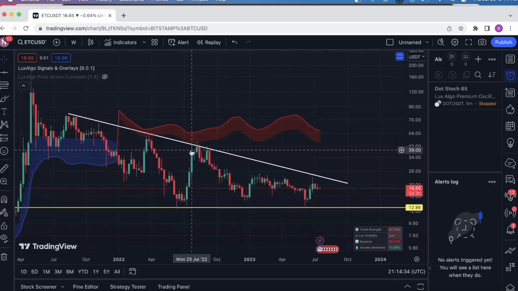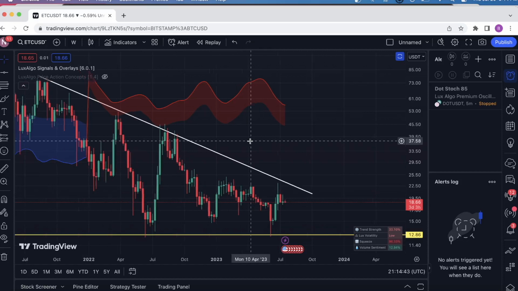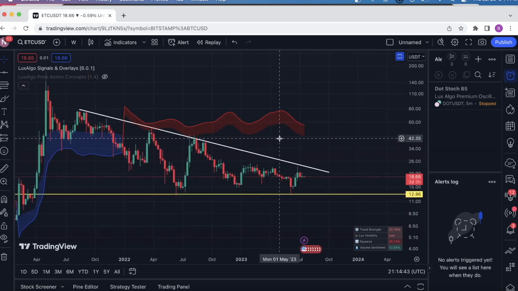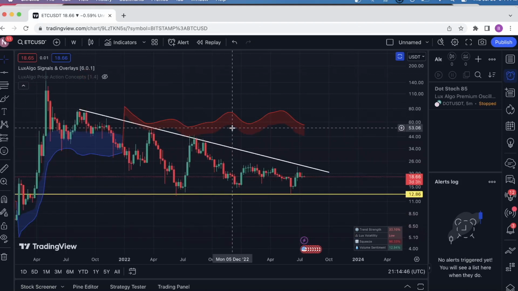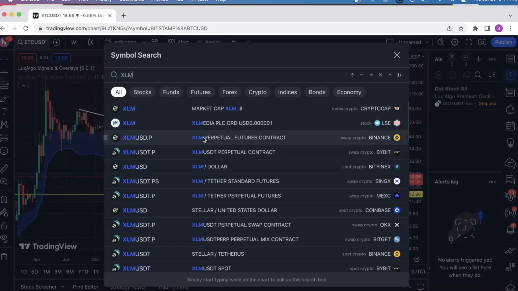Okay, but a lot of the coins, as I mentioned, are further ahead. They've already broken out. For example, on Stellar Lumens, which I looked at yesterday, we had already broken out. Let's take a look at Stellar.